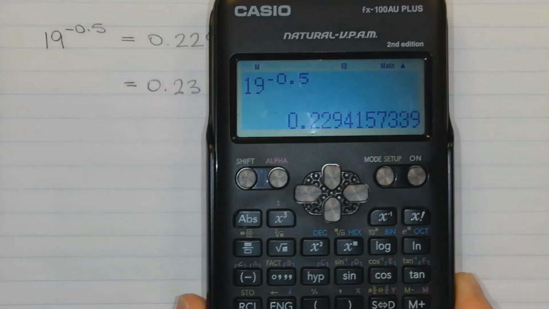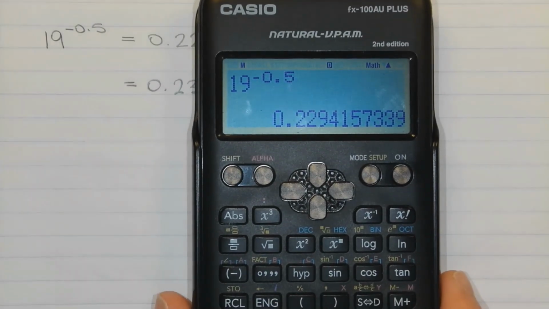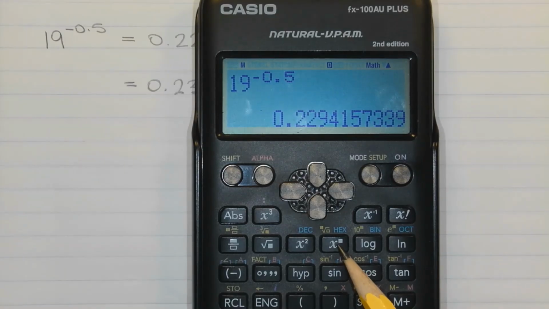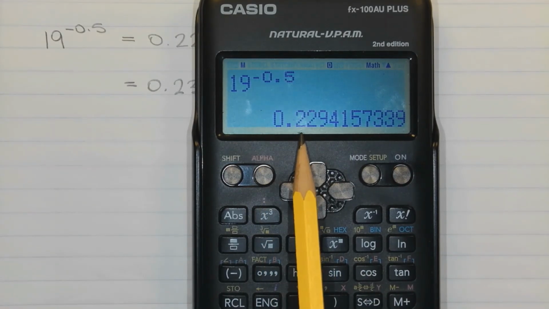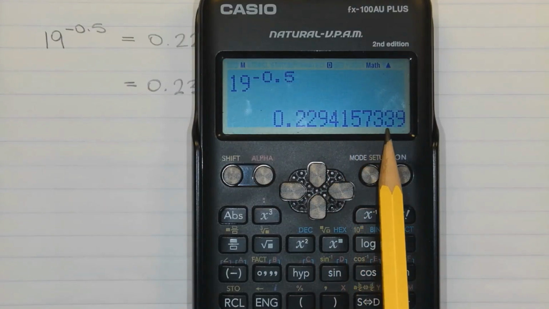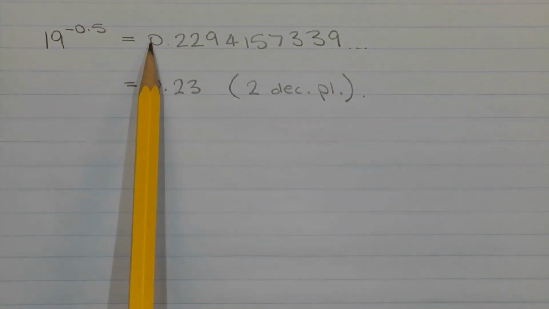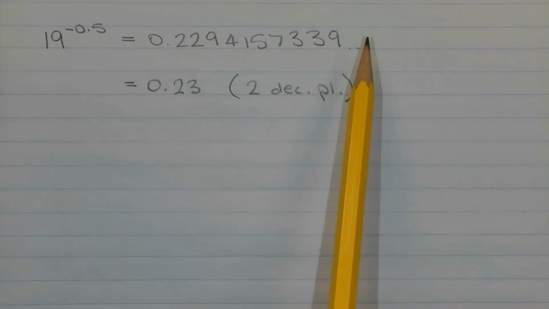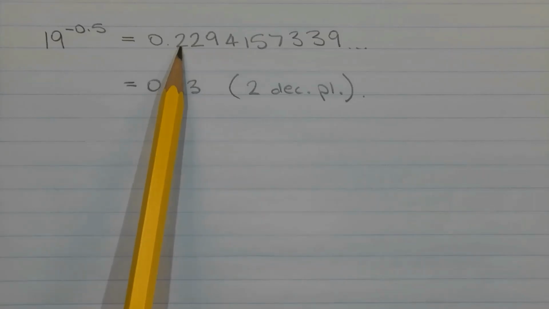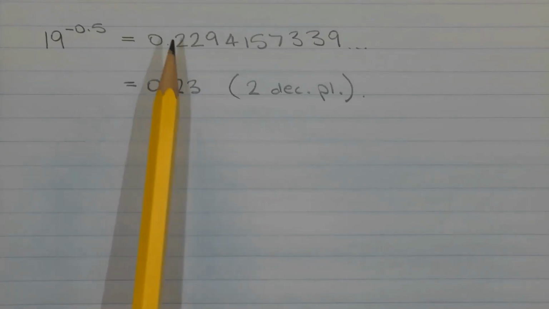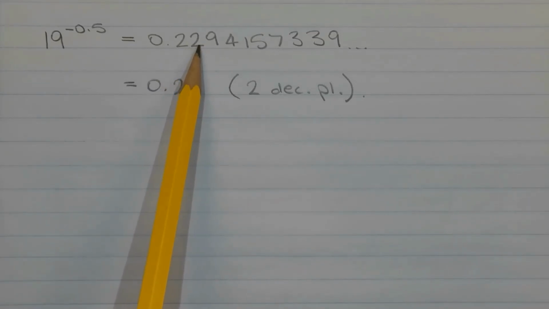Now using the power button on the calculator, on this particular model, that's this button here, 19 to the power of negative 0.5 is 0.229415739. And I've written the full decimal answer here. Now we need to round this decimal answer to 2 decimal places. So the first decimal place after the decimal point is this 2 here. The second decimal place is this 2 here.